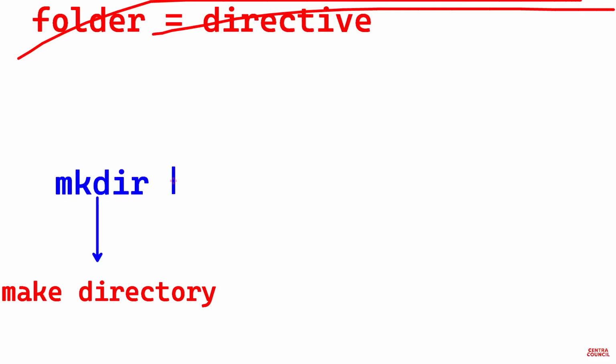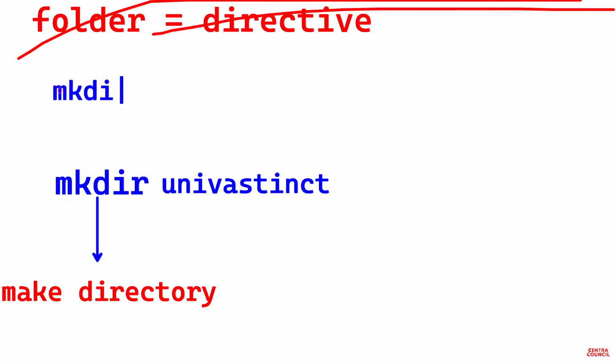So let's say I want a folder called, let's say, JSS, okay, let's say Univastinct, right? So I'm going to create a folder called Univastinct. You can name your own anything you want, that's totally fine. But if you want to name your folder and there's a space in between, this is how you type it. So mkdir.